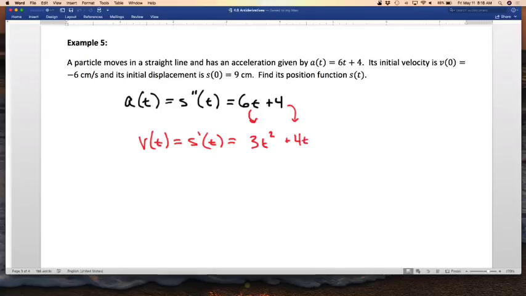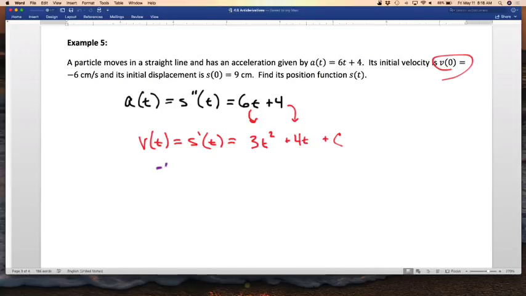Okay, and as usual, since we're just at the general antiderivative step, we've got to throw in a constant. Now, what we could do is the antiderivative here and get right to the position equation, but I think it's a good idea to pause and look at what our initial velocity is. It gives us our initial velocity is -6, so we can figure out what c is before we move on and save ourselves a little bit of work.